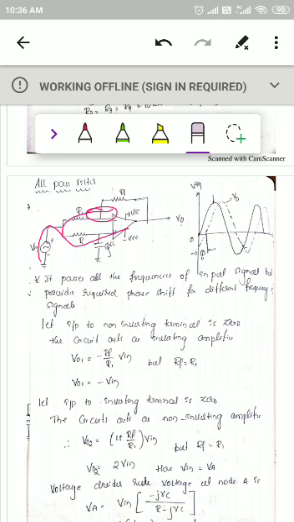The non-inverting amplifier output voltage equation is 1 plus Rf divided by R1 into Vin. Here Rf is equal to R1, to make the gain unity. So VO2 is equal to 1 plus 1, which is 2, into Vin. Okay, this is the equation.